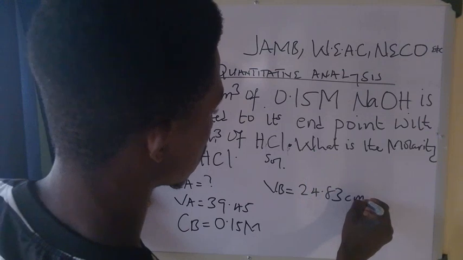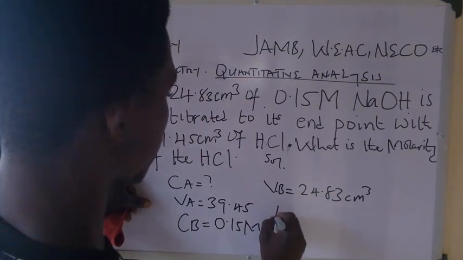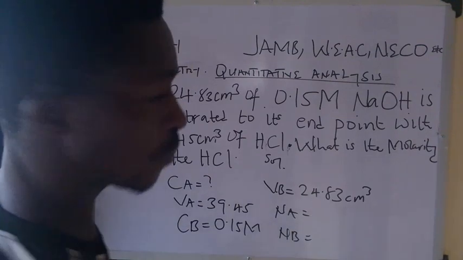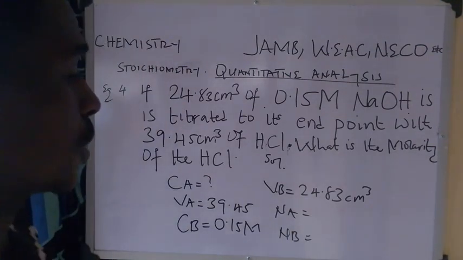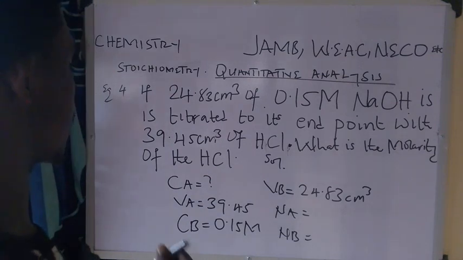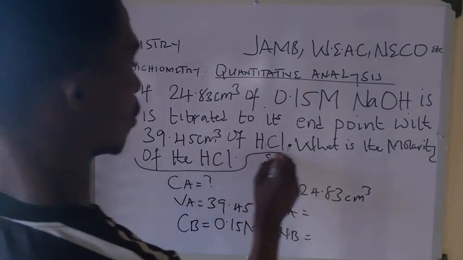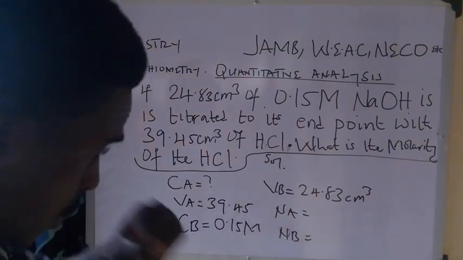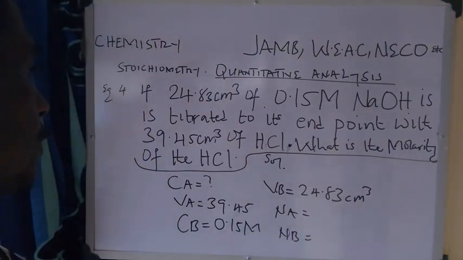24.83 cm³. So now it remains our Na and Nb. Remember, these are obtained from the equation of the reaction. So we are going to get this from where? The equation of the reaction.